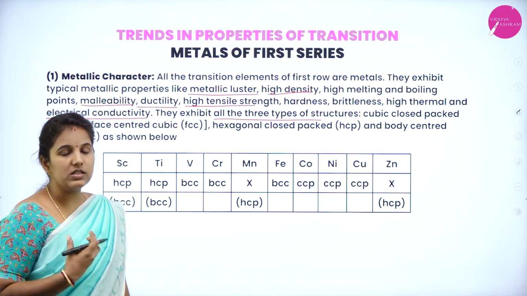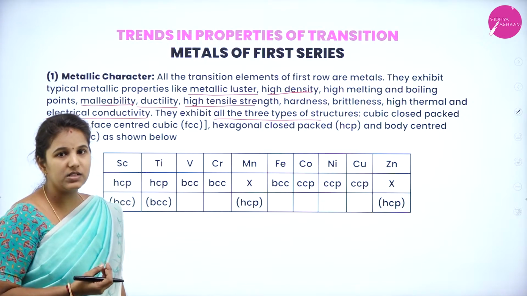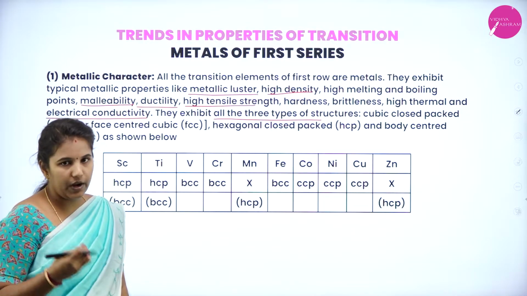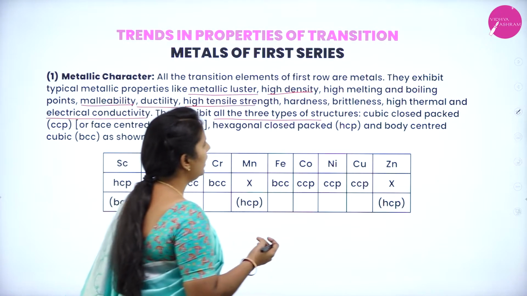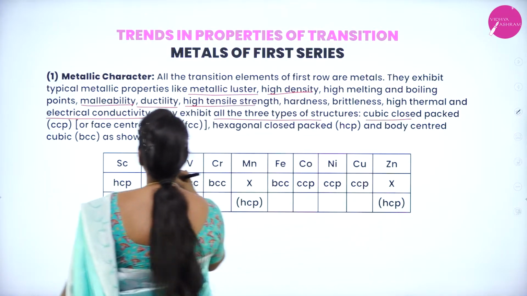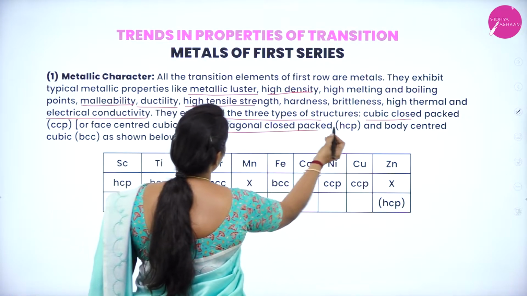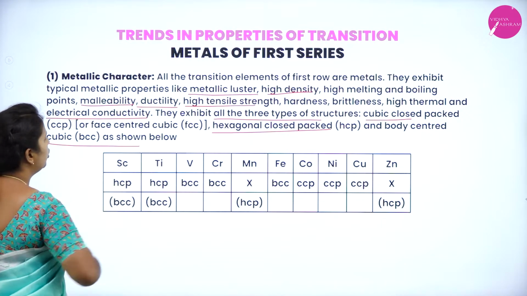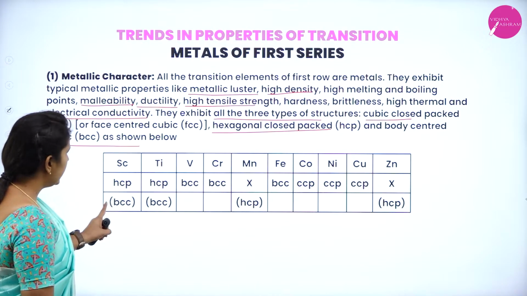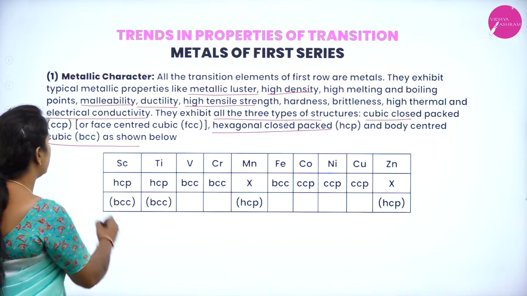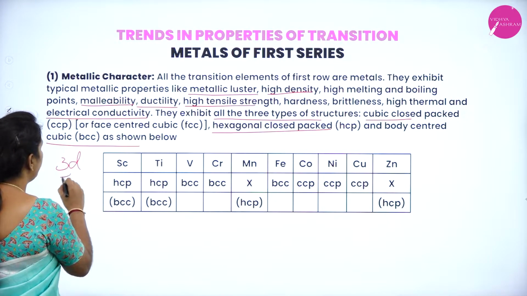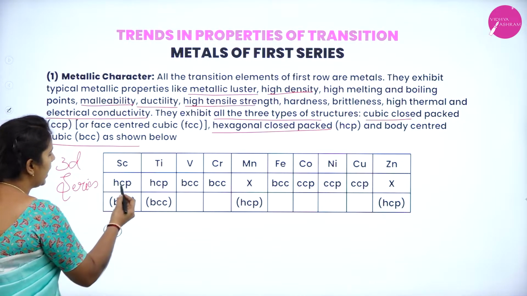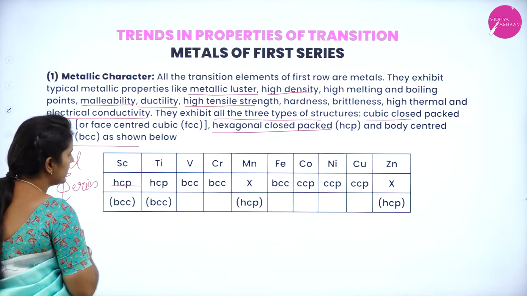If the substance is a metal, it exists in a solid state. Is it right? Yes. And it has three different types of structure. They are the cubic close packed structure, the hexagonal close packed structure, and the body centered cubic structure. You can see here, I have represented the 3d series. Okay. You can see that scandium shows the HCP structure or the BCC.